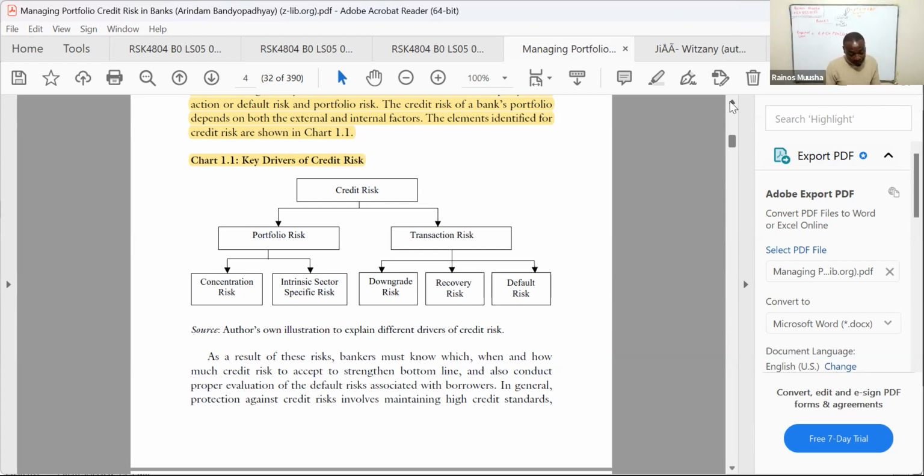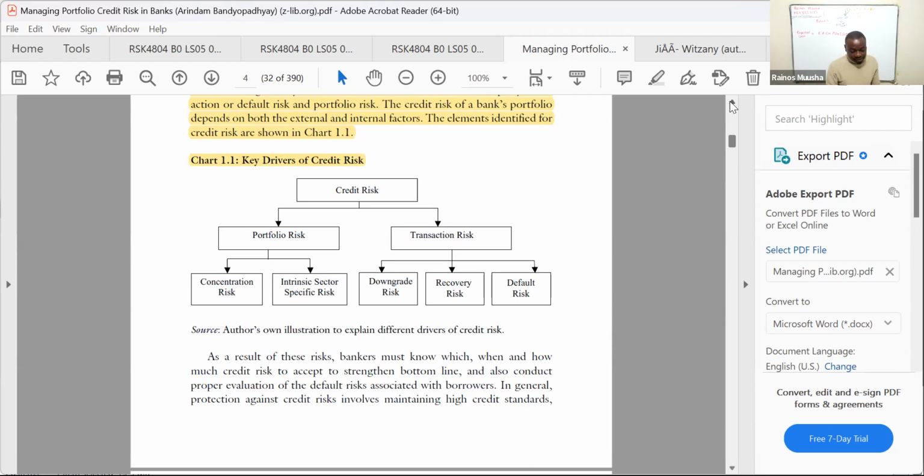Of profits as well. So when you look at the intrinsic sector-specific risk, you're basically asking what are the risk factors that are going to be affecting a particular sector, which ends up affecting your overall portfolio? Because if your investments are in a particular sector, it means that if there are any changes within that sector, it's going to end up negatively affecting what? The performance of your overall portfolio as well.